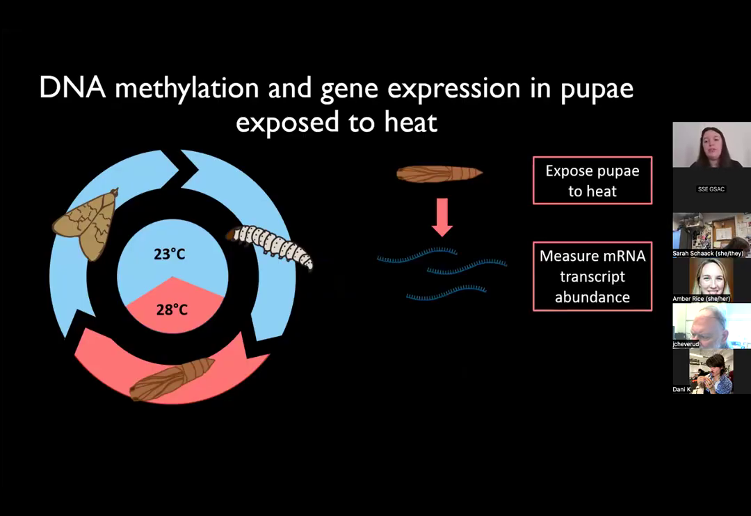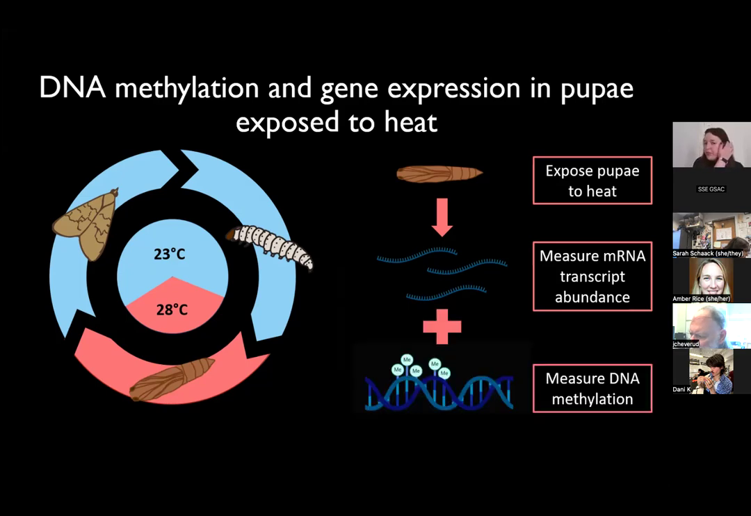Then we're going to measure their transcriptome, so sequence their transcriptome. And the big key that differs from our second chapter or second portion of the talk is that we are also going to look at methylation and RNA data all in the same study. So we should be able to look at the correlations between DNA methylation and gene expression in the European corn borer.